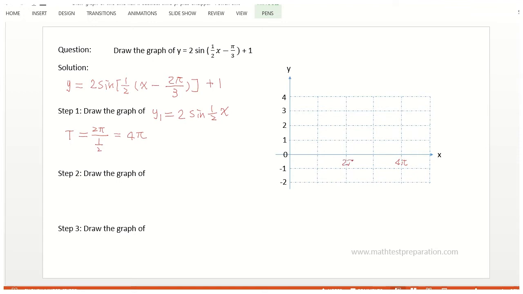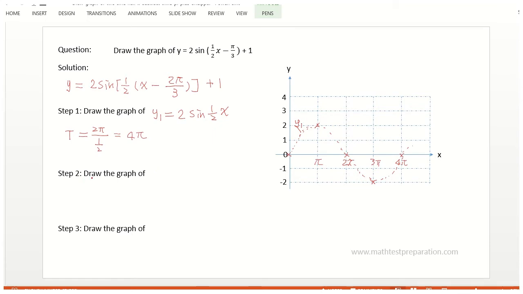2 pi is half period. Here is pi. Here is 3 pi. So 4 pi is 1 period, half period, quarter period, 3/4 period. This coefficient determines the amplitude of this graphic. When x is 0, y1 is 0. So I connect these 5 points smoothly and extend this graphic. This graphic is y1, which is 2 times sine half x.